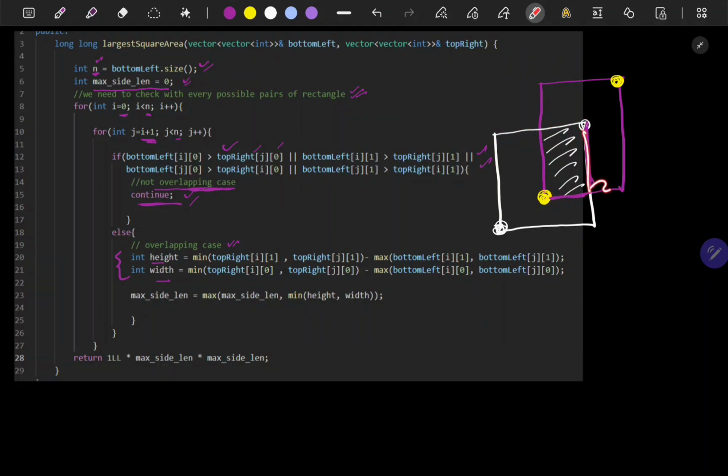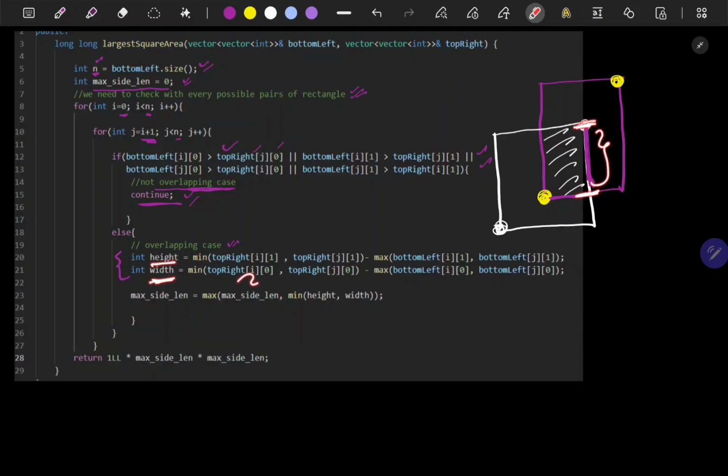Now we have to find this other length also, so that we can subtract it from this one to get this one. How will we get this one? It is the maximum of these two corners' y's. So bottom left i first, bottom left j first, maximum. And if we subtract from this to this, we will get this length. So this is our height.